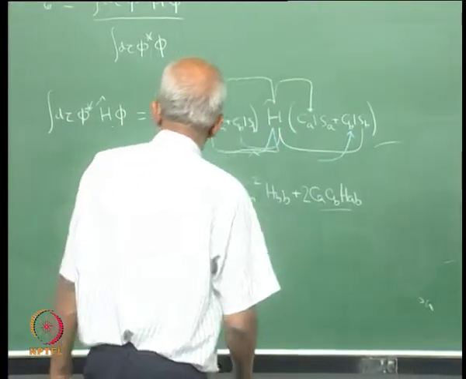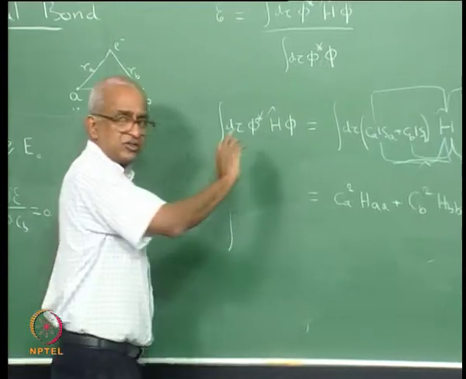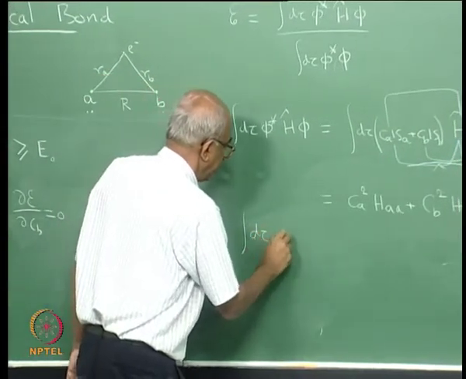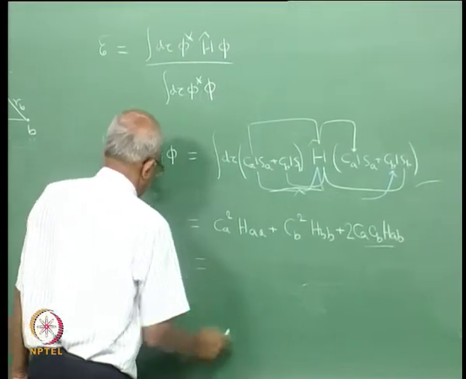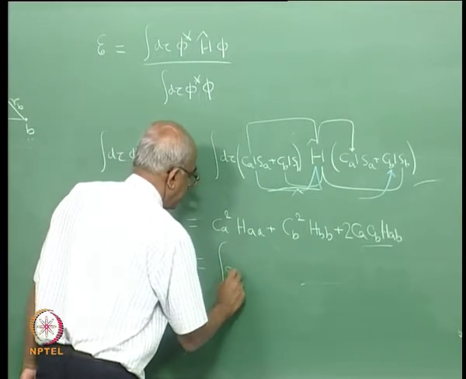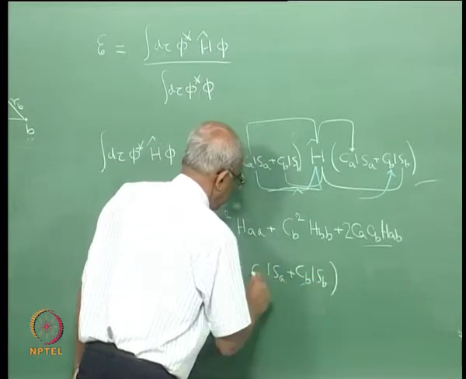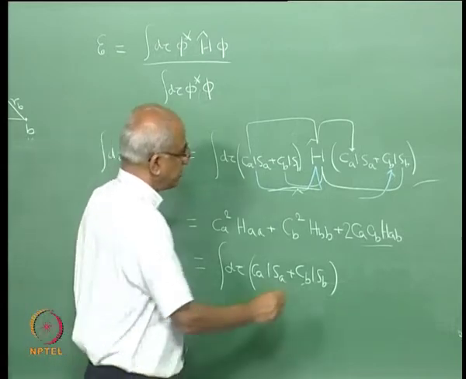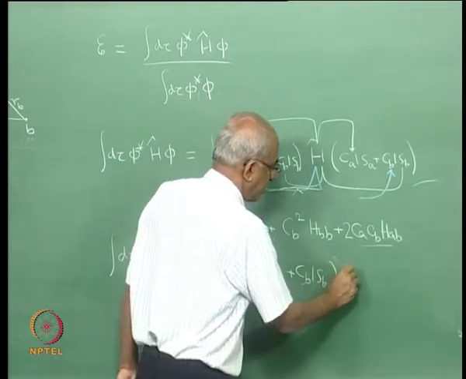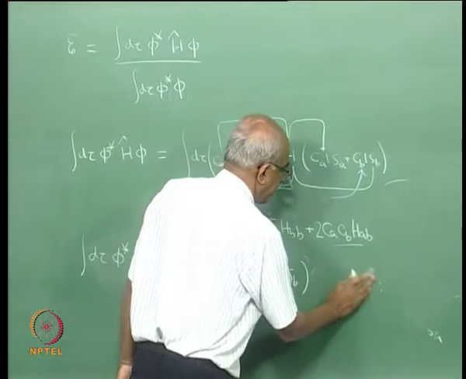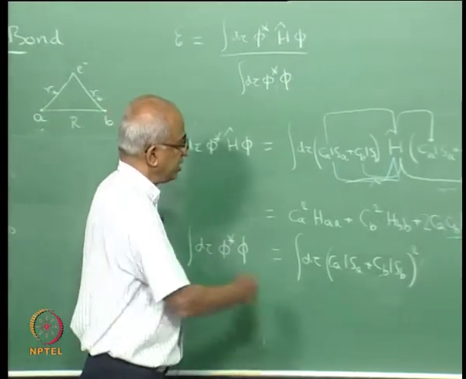Now, what about the denominator? In the denominator you do not have this H, that is all. What you have is integral phi star phi dτ integrated over the entire space. So, that will be equal to integral dτ of Ca into 1s A plus Cb into 1s B, right. Strictly speaking, I should say star, but that star has no effect on this function. So, it is the function itself, and you have exactly the same term. So, what I can do is I can put a square here. Why should I write the other term? Right. It is just a square integrated over the entire space.